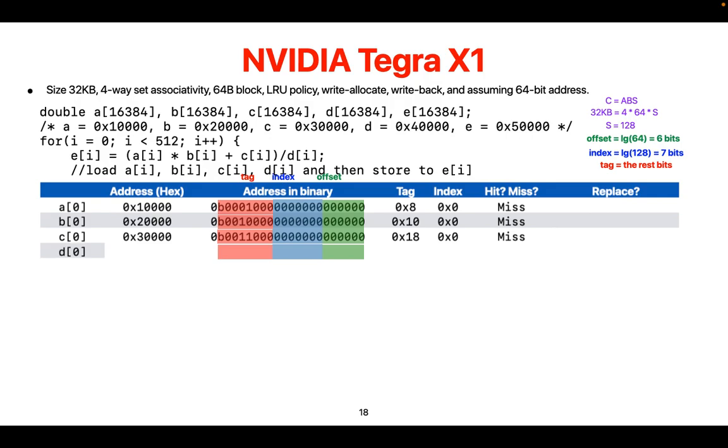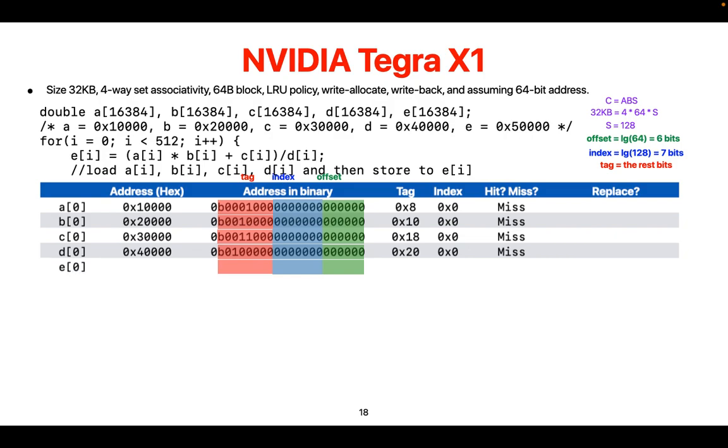Alright? So now I have D0. What's the address of it? 40,000, partition it, 200. Hit or miss? Miss. Do I have to replace anyone? No, because the set can accommodate 4 blocks, right?